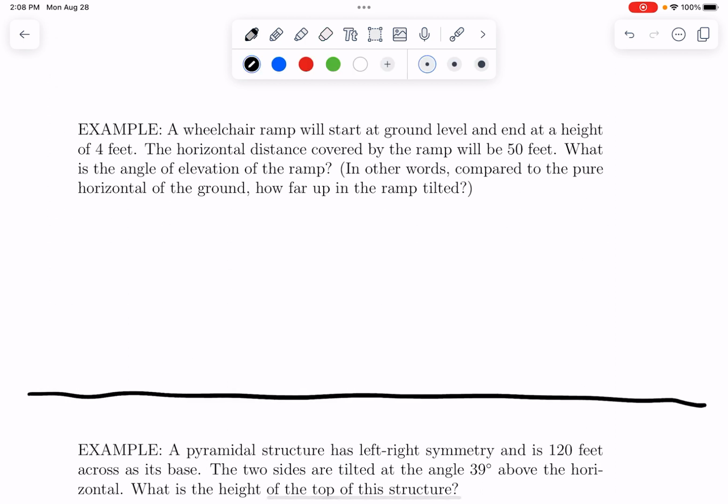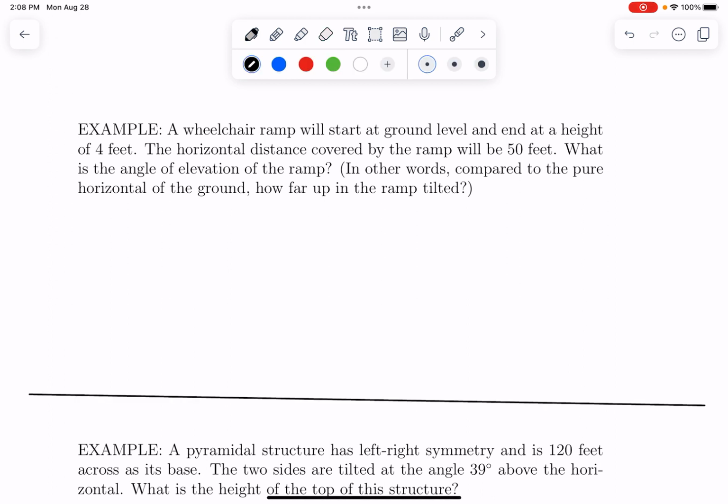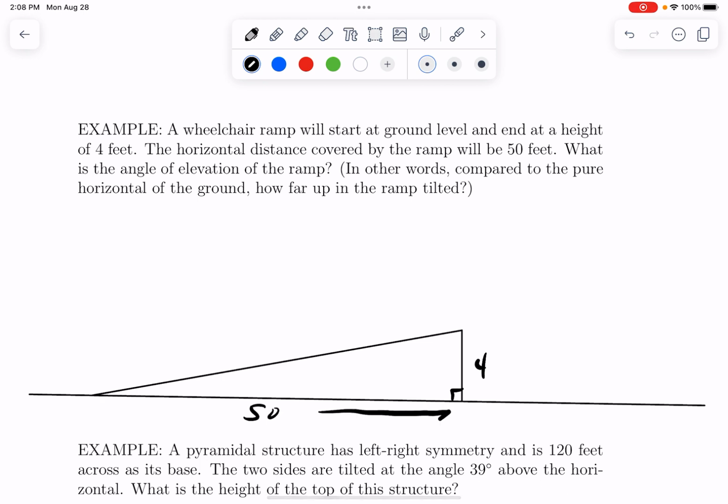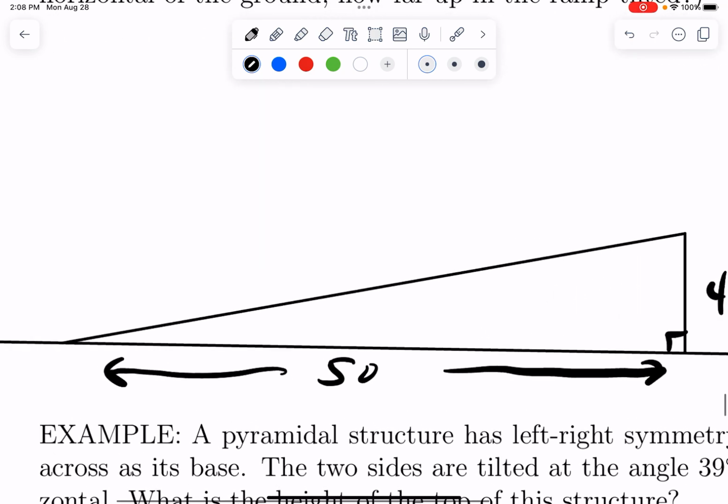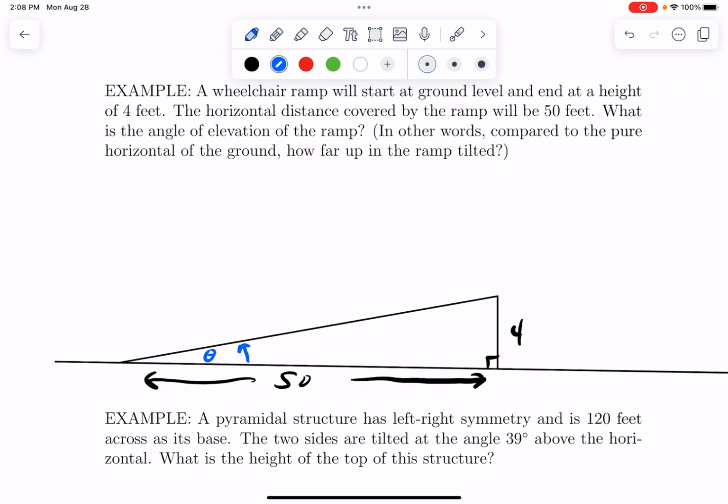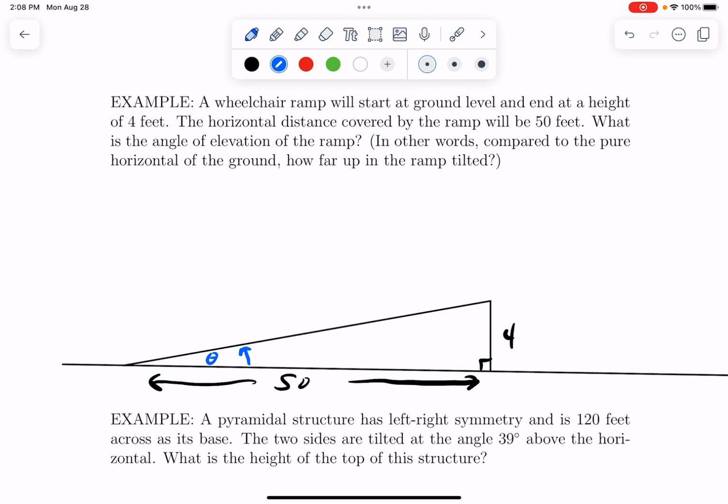So here's the ground. And let's suppose we want a rise of 4 feet. That's a right angle because vertical compared to the ground would be at 90 degrees. Our ramp's going to look something like so. And we want this distance here to be 50 feet. And I want to know the angle of elevation. So that would be this angle here that measures how far up this is tilted compared to the pure horizontal of the ground.